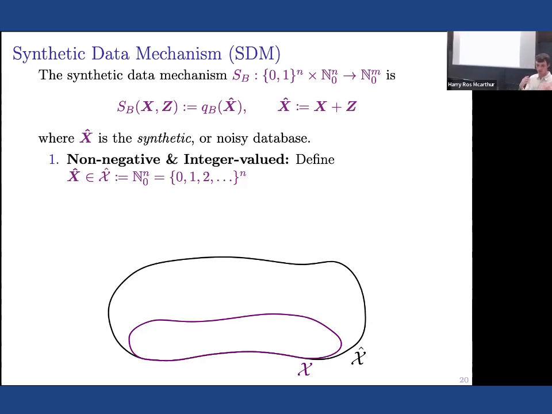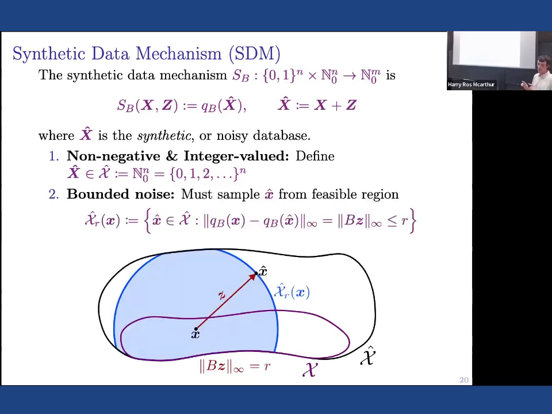And that's just to ensure that the outputs look the same between these two mechanisms. The bounded noise constraint is a little bit trickier. We can't just choose any database in this space of feasible synthetic databases. We need to choose a restricted set. That's this blue ball here.